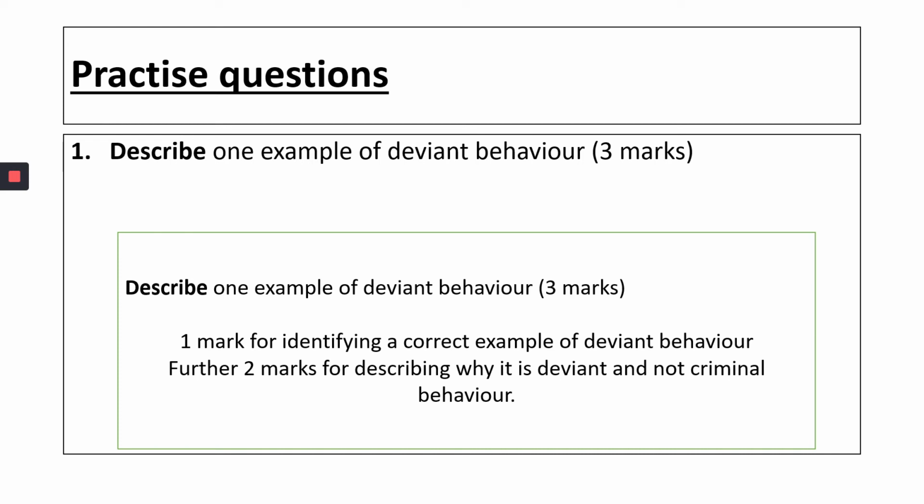So this is a type of practice question that you could get on your exam. One example of deviant behaviour, 3 marks. So you'd get 1 mark for correctly identifying a correct example of deviant behaviour. Obviously you want an example that isn't illegal. You want one that's purely legal but goes against the norms and values of society. Then you want a further 2 marks for describing why it's deviant and not criminal behaviour. So you would obviously say that this act is deviant, it is in line with the law, but it goes against the norms and values of society, and you'd want to describe why. So what is it that is perhaps deviant about it?